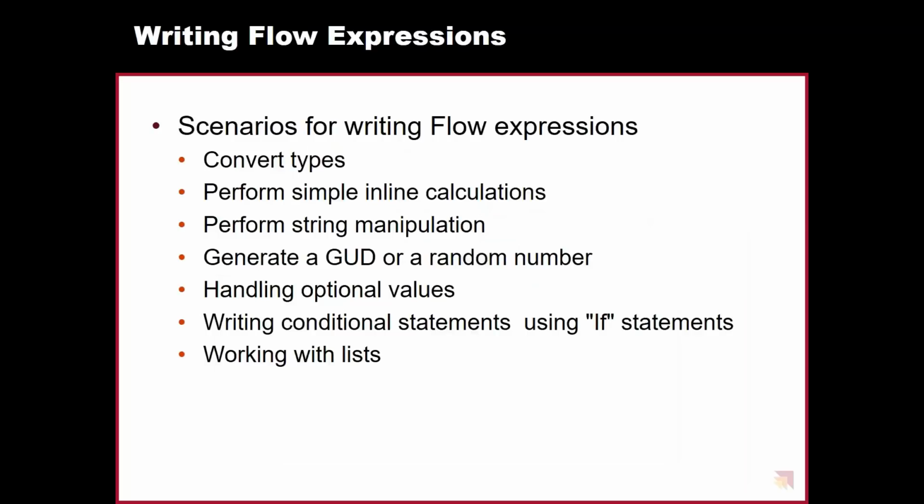Okay. Now, when we start writing flow expressions, we have to learn some of the basics. Converting between types is not always necessary, but it's sometimes necessary. We want to perform simple inline calculations and string manipulations. If you want to create a unique ID, there's a GUID function to quickly create a new one. There is a random number function if you need a random number between 1 and 100.